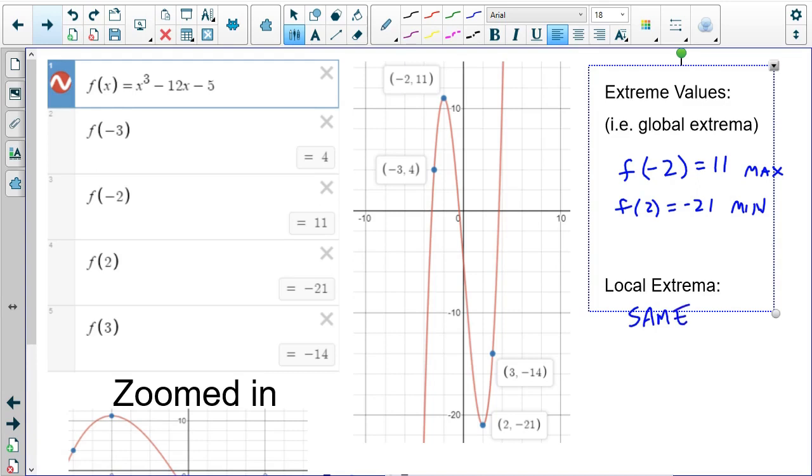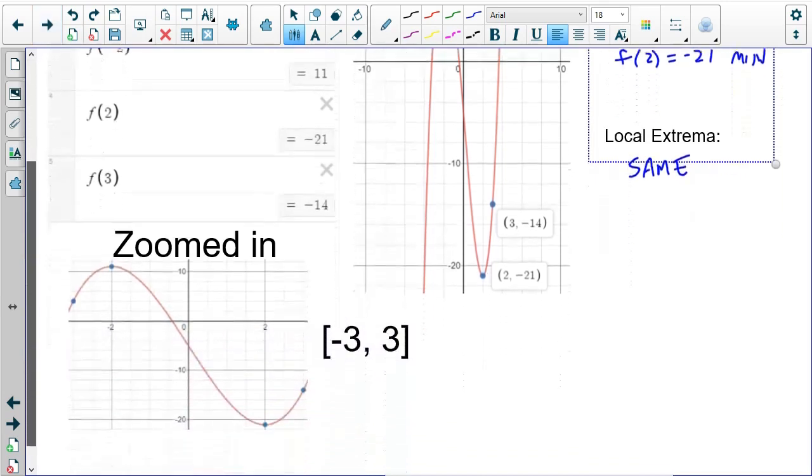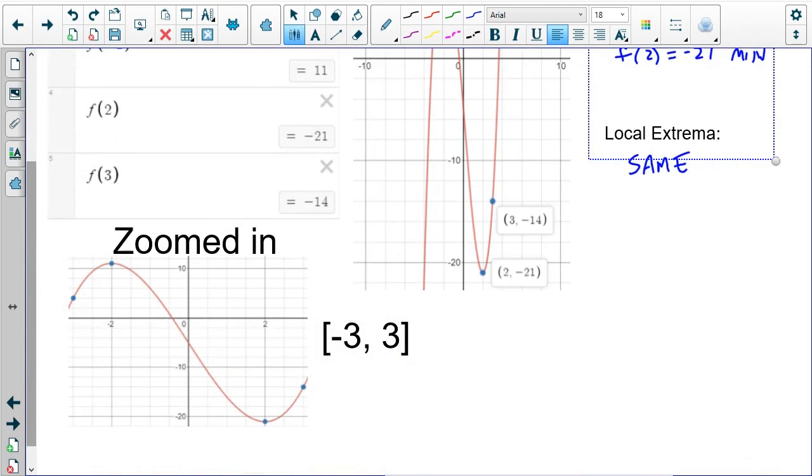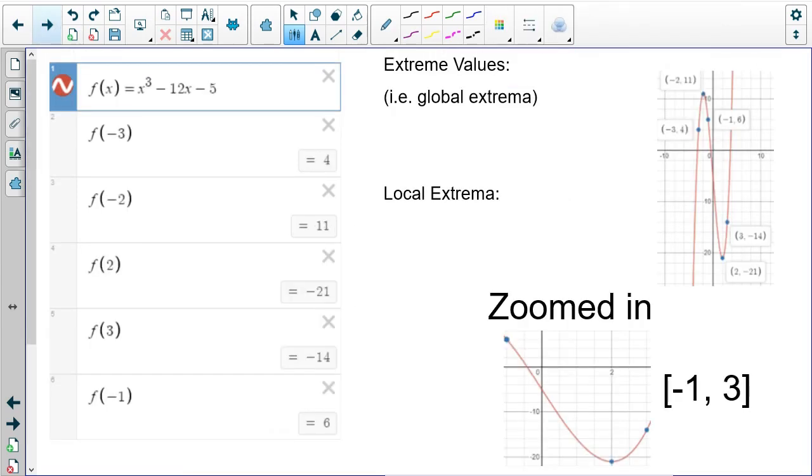Okay, and this is what the graphs look like, all the points, and then here's the function zoomed in on -3 to 3. As you can see, when it's zoomed in, this is definitely the highest value on the whole thing. This is definitely the lowest value, and they just so happen to also be local extrema. But if I take a look at the new window from -1 to 3, that adds in another value. So at -1, we have 6. So that value is right here on the graph.